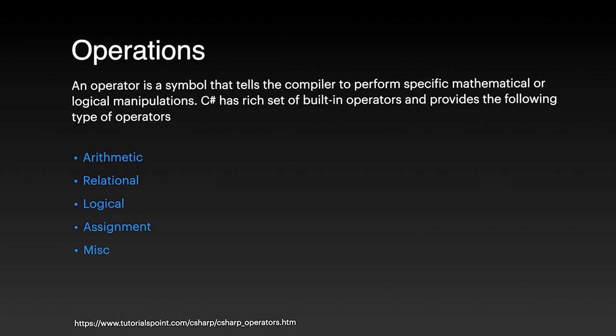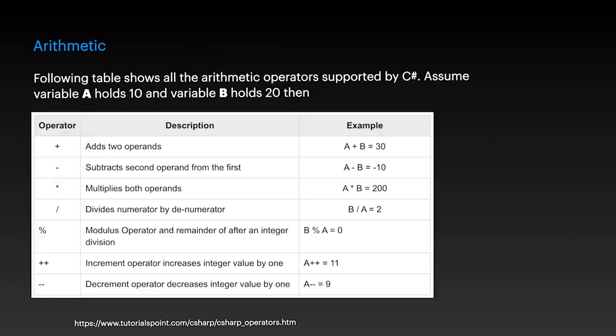Okay, so operations. An operator is a symbol that tells the compiler to perform specific mathematical or logical manipulations. For example, later on I will talk about arithmetic, relational, logical, assignment, those kinds of basic operations.